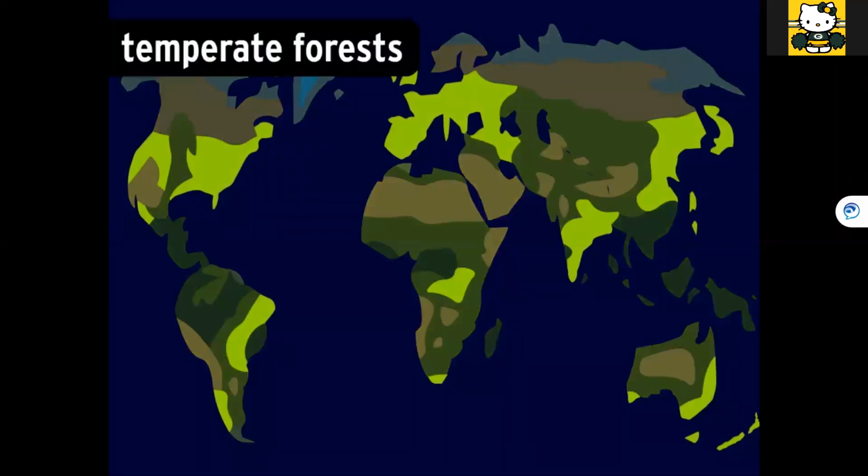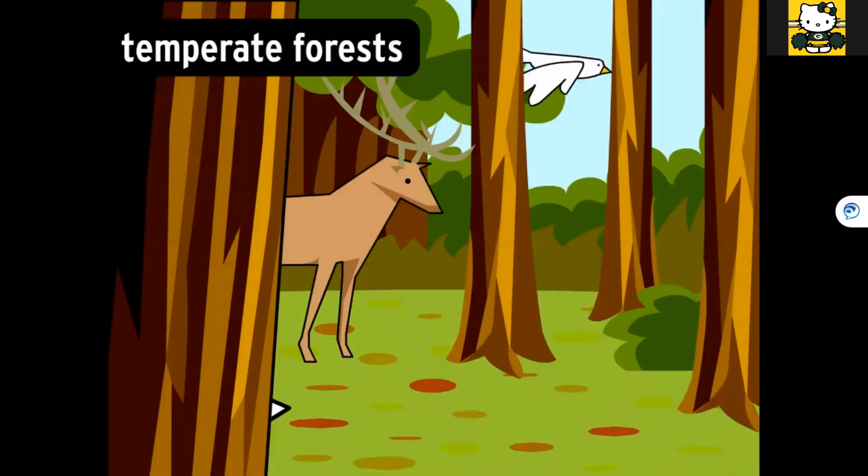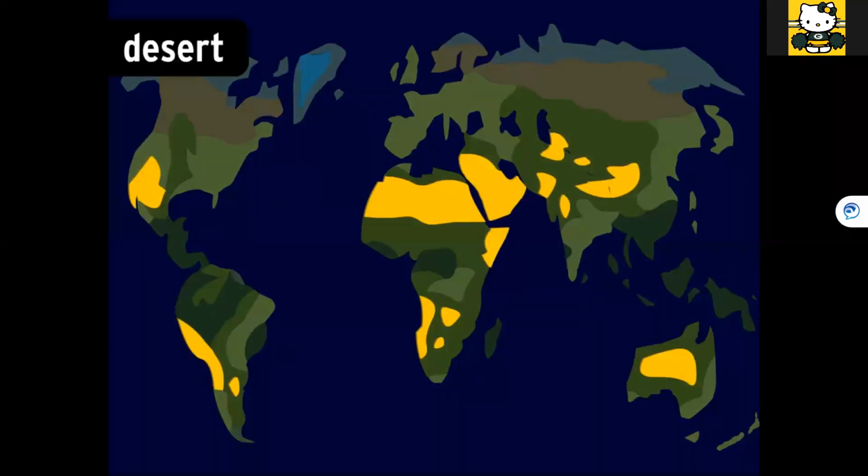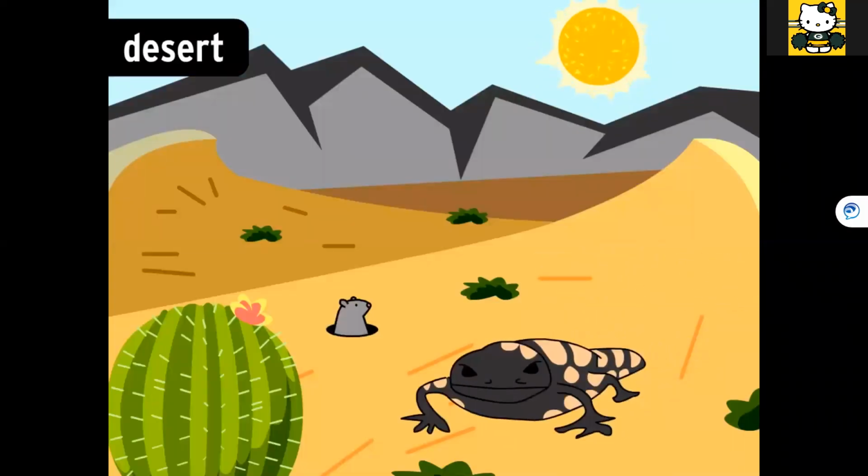Temperate forests are found in areas of mid-latitude. They have moderate rain and 4 seasons. Oak and maple trees grow here, and the soil is very fertile. Deserts only get about 25 centimeters of rain each year on average. They're hot all day and cold at night.